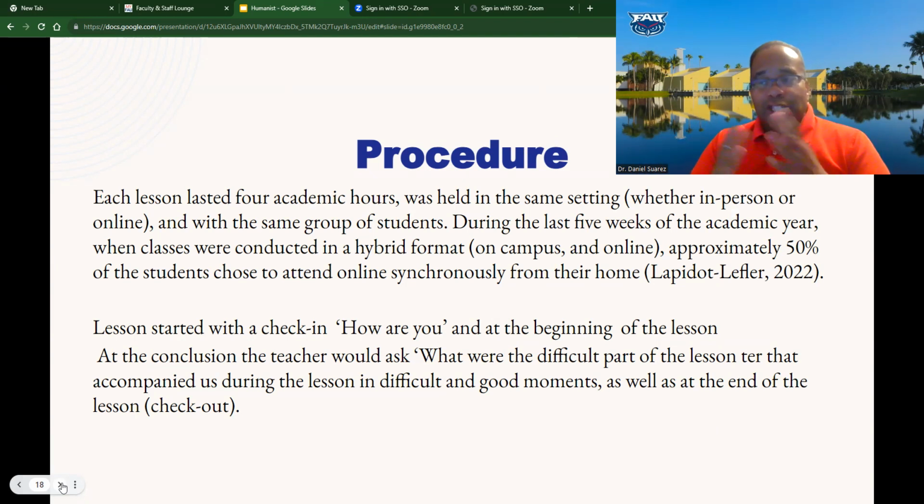The lesson started with a check-in. How are you doing? That was done through Mentimeter. It can be done through Nearpod. These little activities let us see and actually use the data that the students were giving us. At the conclusion of the class, we asked about different parts of the lesson that were difficult. How did this make you feel?